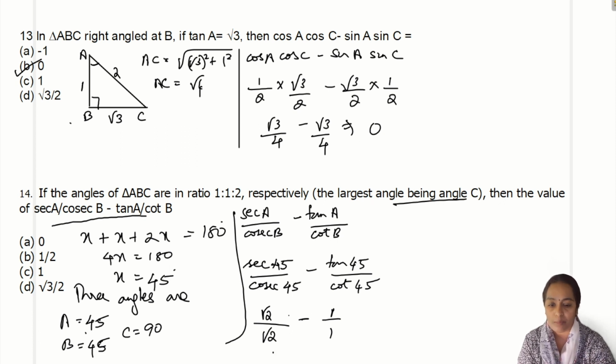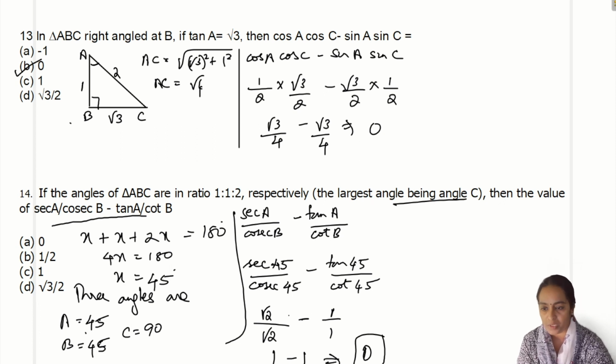So this is going to be 1 minus 1, where the answer is 0. Answer is 0, which is option A. Option A is the correct answer. So let's move on to the 15th question now.